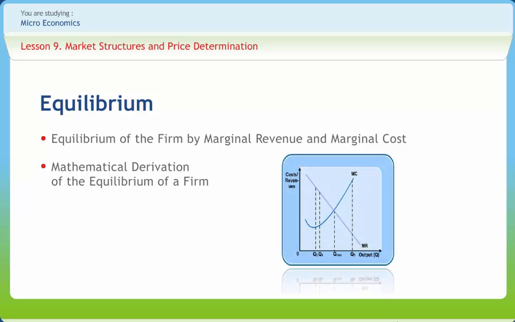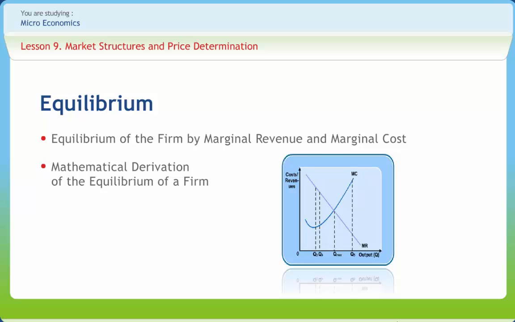After watching the diagram, we can understand that equality between marginal revenue and marginal cost is a necessary, but not a sufficient condition of the firm's equilibrium. The second order condition requires that for a firm to be in equilibrium, the marginal cost curve must cut the marginal revenue curve from below at the point of equilibrium.